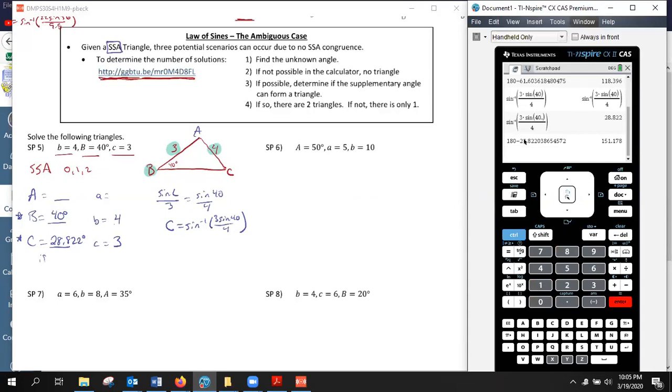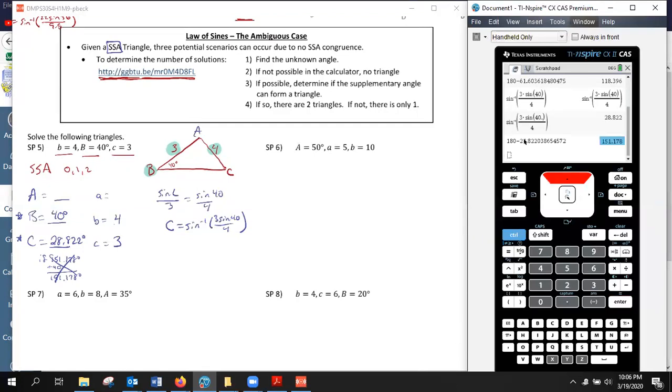If 151 degrees was a possibility, it's 151.178 degrees. If 151 degrees was a possibility, and I added angle B, which is 40 degrees, if you'll notice, I am already above 180 degrees, which is how many degrees are in a triangle. So it tells me I'm only going to have one possible solution. And then I'm just left to find what that solution is.